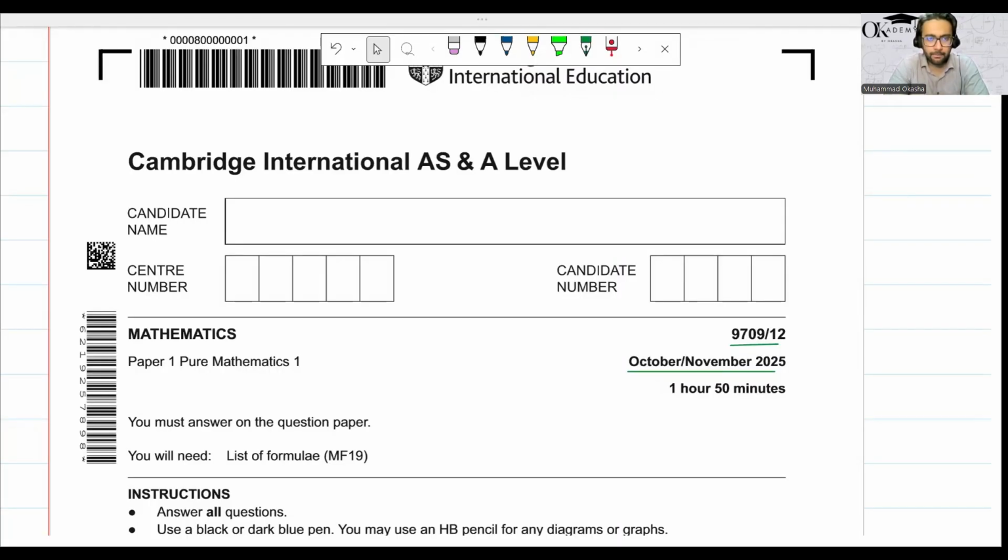Hello, everybody. We're starting Cambridge International AS and A-Level 9709, October/November 2025, Paper 1, Variant 2.